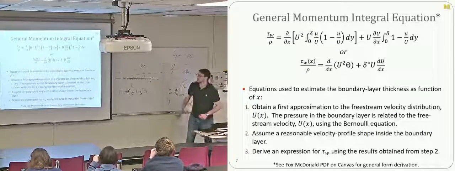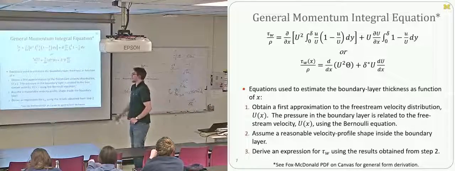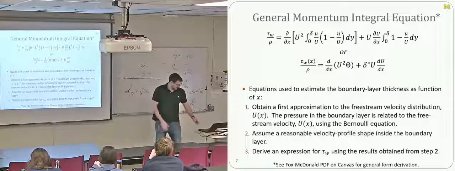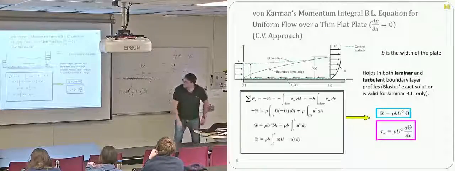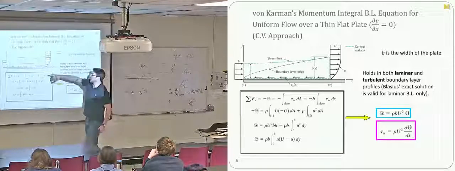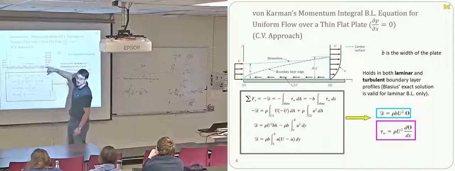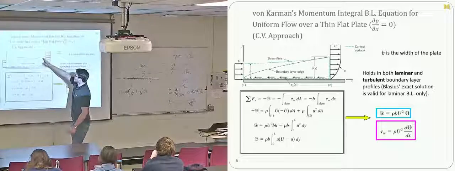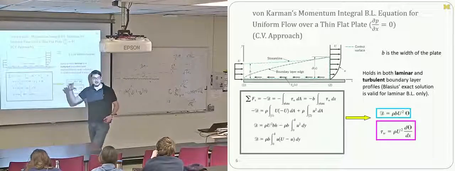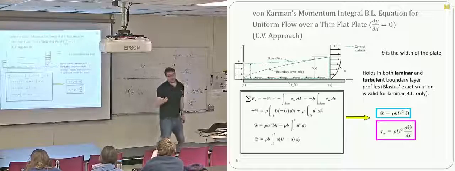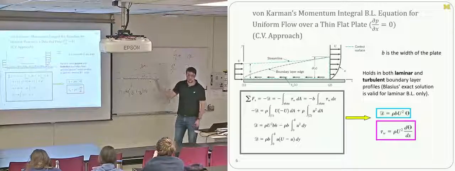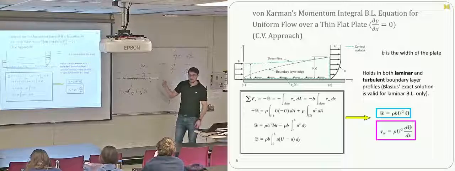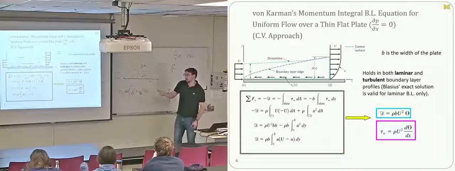I'm going to get into a little more detail on this. So that version that I just showed you is the derivation for if we have a flat plate. The nice thing about a flat plate is that the external flow velocity, big U, outside the boundary layer, is constant. And as a result, if we look at the Bernoulli equation, the pressure is constant along the plate. In other words, dP dx is equal to zero in this problem.